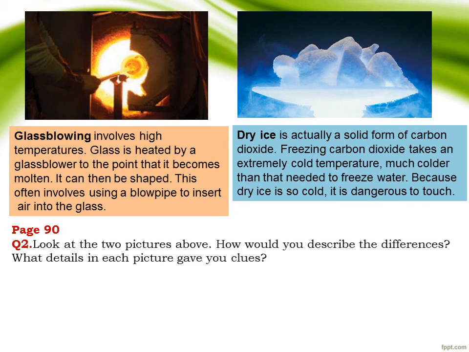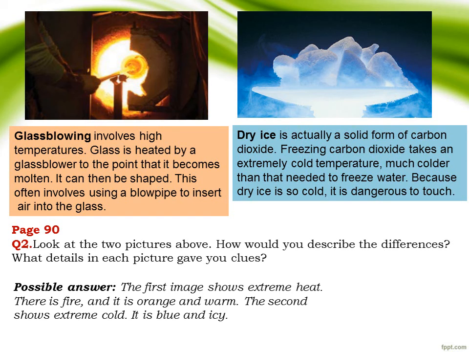Alright, so now open your science book on page 90 and answer question number 2. Okay, look at the two pictures again and how would you describe the differences? What details in each picture gave you clues? Okay, so here is the possible answer. The first image shows extreme heat and there is fire and it is orange and warm. The second picture shows extreme cold, it is blue and icy.